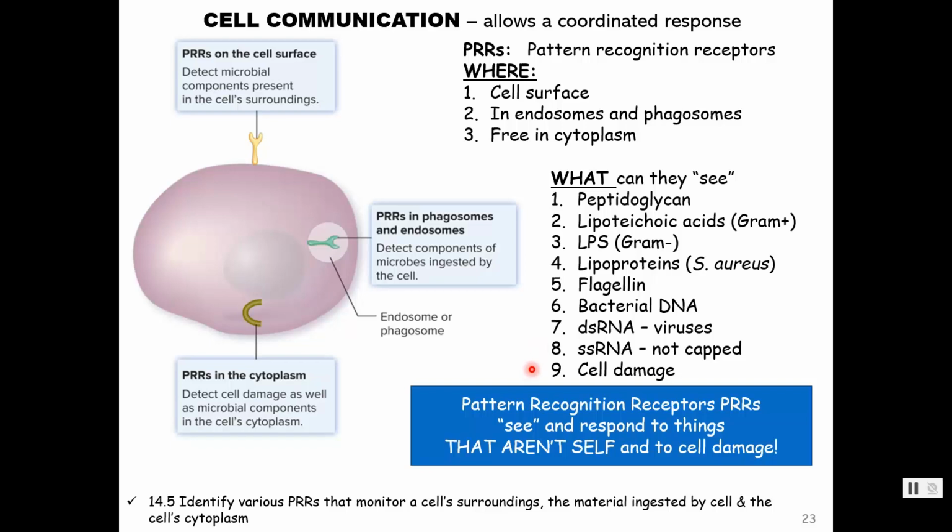Cell damage. When a cell is damaged, it releases certain chemicals, and so that too can be detected by these white blood cells of the innate immune system. So take-home message: pattern recognition receptors see and respond to things that aren't self, and they're also going to respond to cell damage. So we've got where they are, and we've got what they can see.